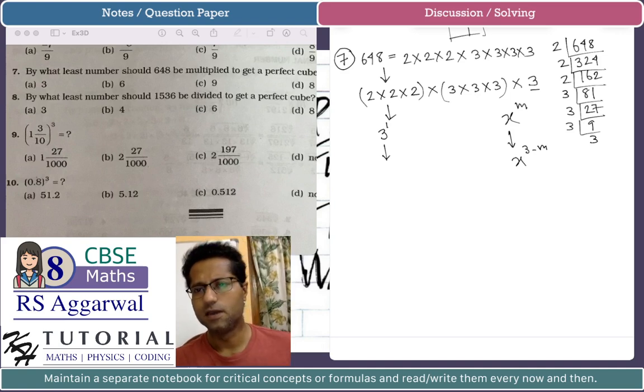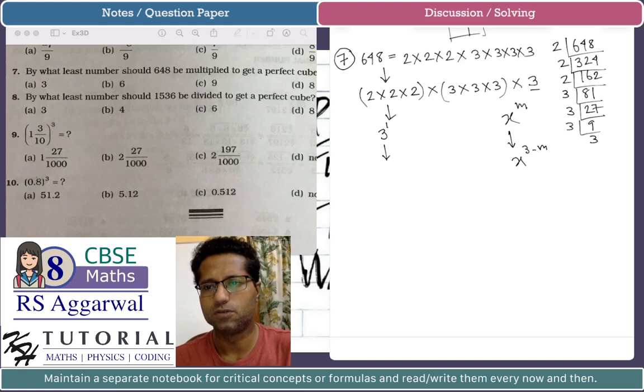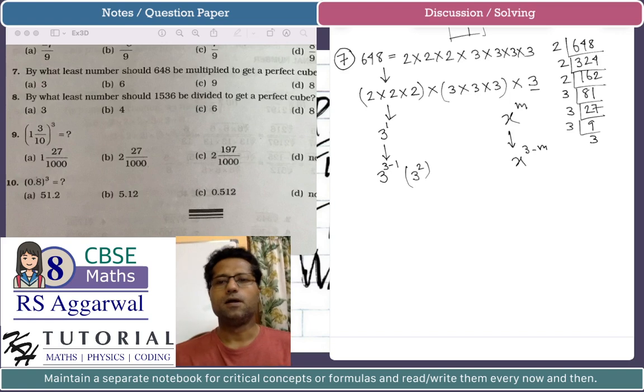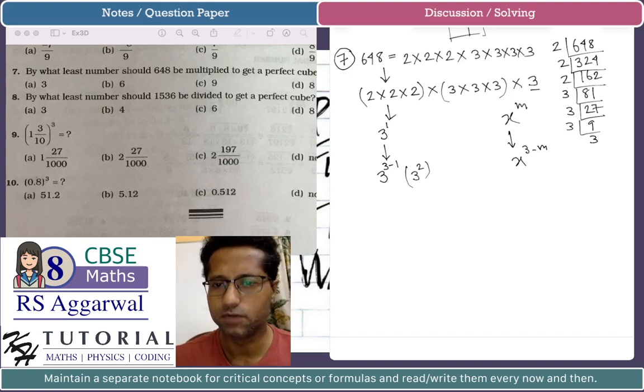There could be a single x to the power 3 minus m, or there could be multiple. In this problem, the only x to the power m was 3 to the power 1. So from 3 to the power 1, we find x to the power 3 minus m, which is 3 to the power 3 minus 1, which is 3 squared. Now the answer will be the product of all the x to the power 3 minus m values found in the last step.